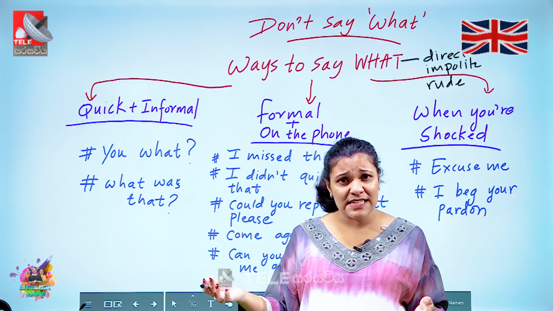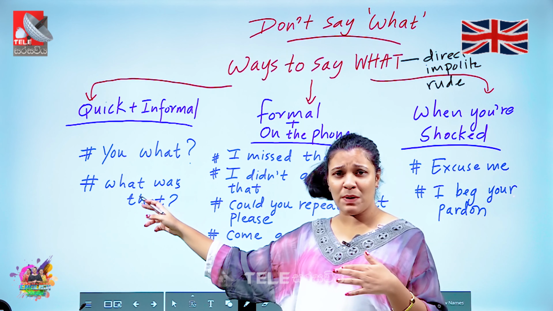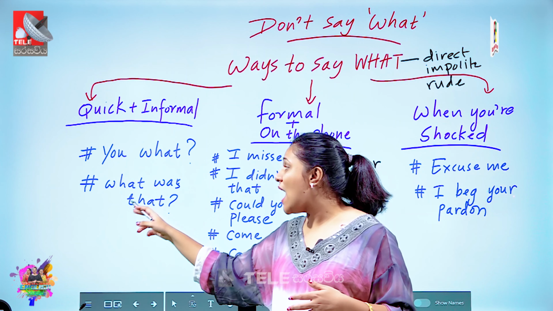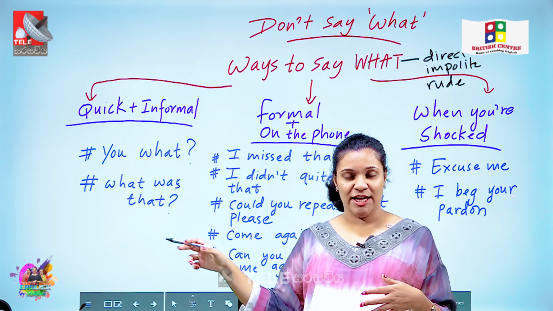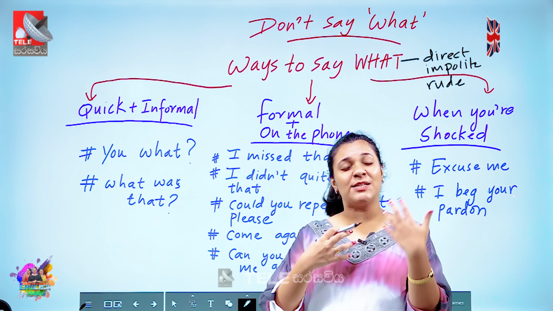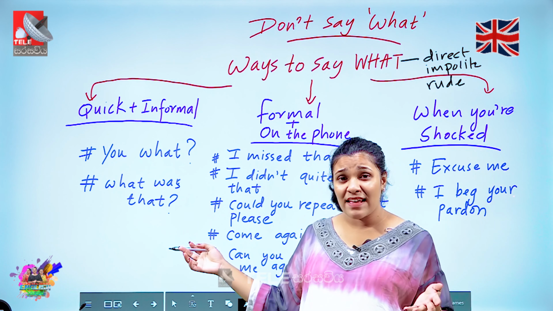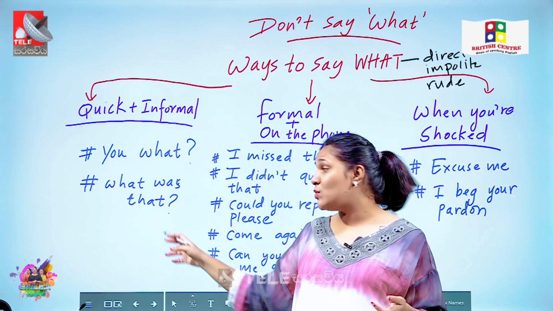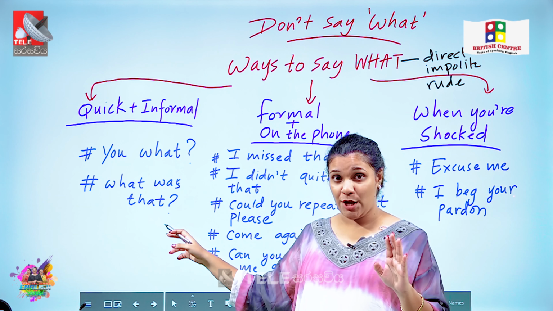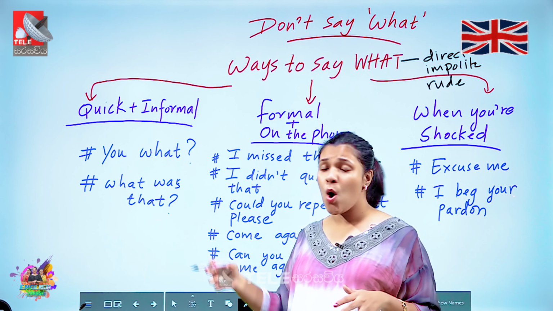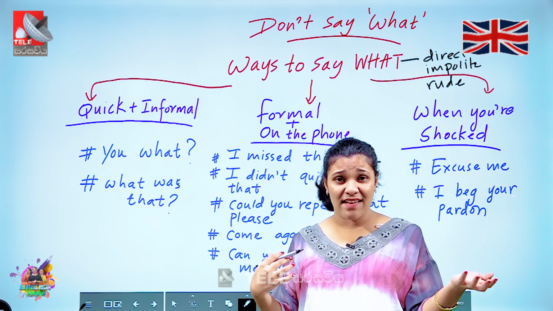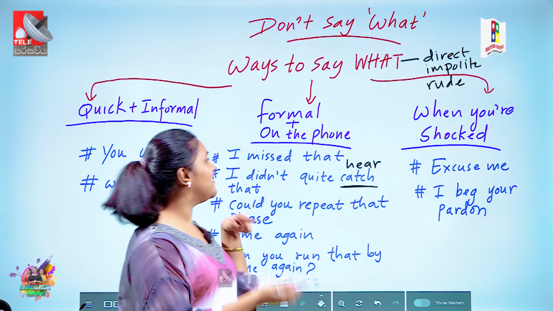What was that? Right? You know how these British people pronounce this? They don't say, what was that? You know, British people, they speak really, really fast. Okay, so they might say, what was that? Okay, they don't even say that. No. Okay, so British people, they say this. What was that? What was that? Okay.